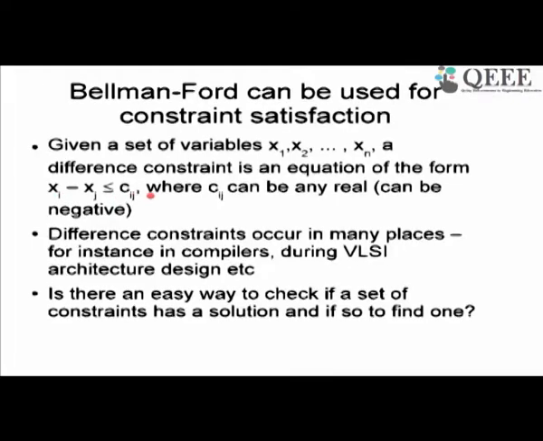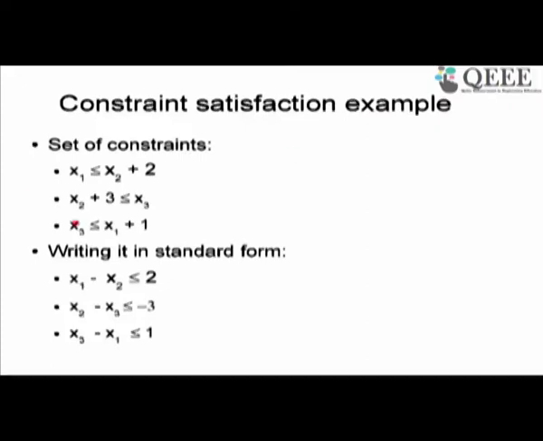So xi minus xj less than or equal to cij. The cij can be any real number. It's used in compilers, used in VLSI architecture design, used in many places. Such kinds of difference constraints. So here is an example.